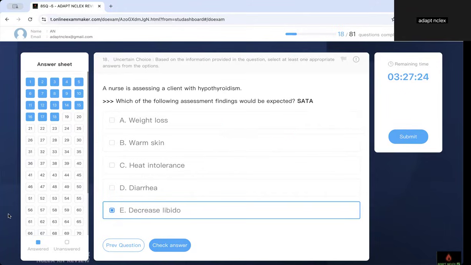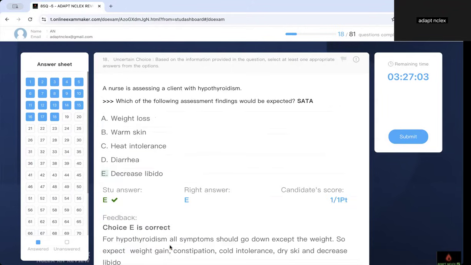Select or apply. NCLEX practice question. Don't over-select. This is a SATA question. Pick the one you're confident about. There's only one answer choice. If you over-select, you're going to lose points. Therefore, pick only one answer if you know it.